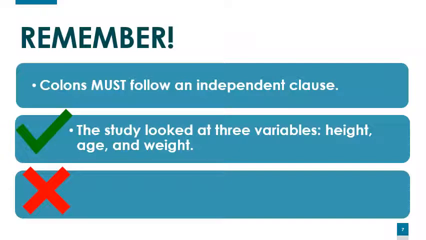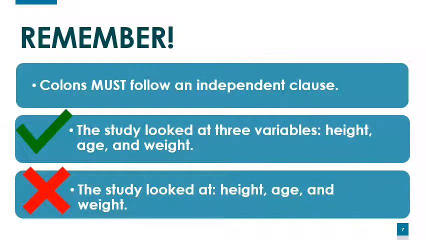A mistake that people often make is that they want to use a colon without having an independent clause first, which is not grammatically correct. So an incorrect sentence would be, the study looked at: height, age, and weight. We could not end the sentence after at. The study looked at. That's not a full sentence, it's not an independent clause, and therefore we cannot use a colon immediately afterwards. If we wanted to improve this sentence without using a colon, we could just simply remove it and just say the study looked at height, age, and weight.